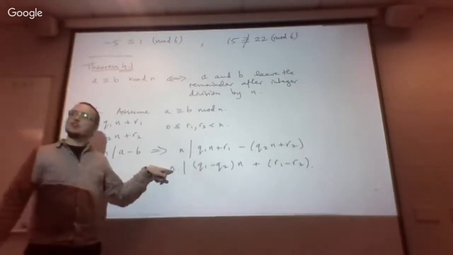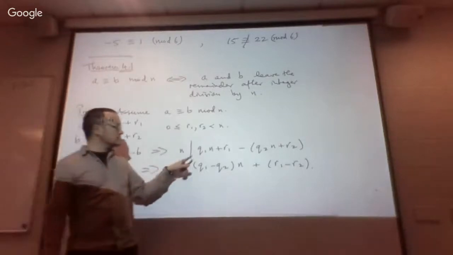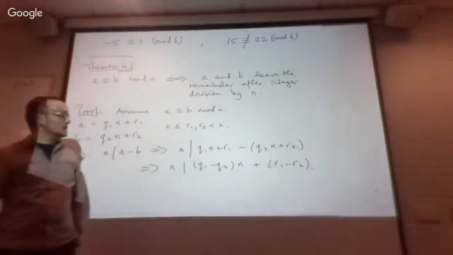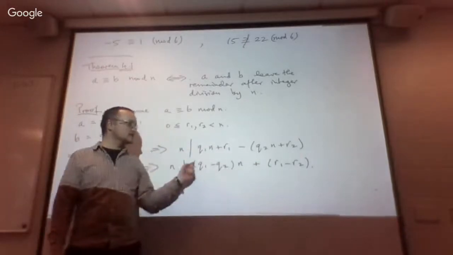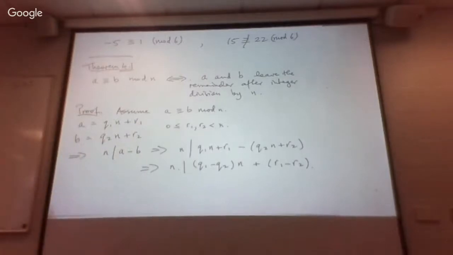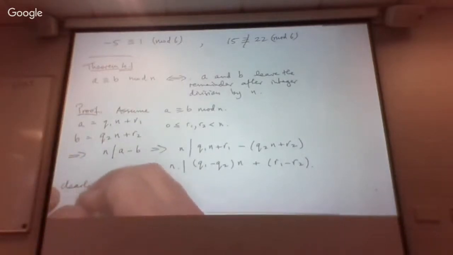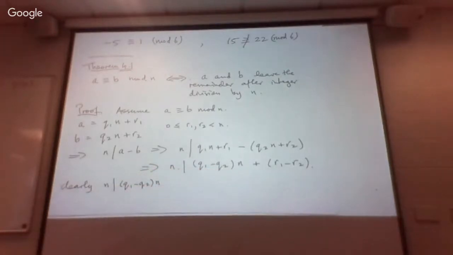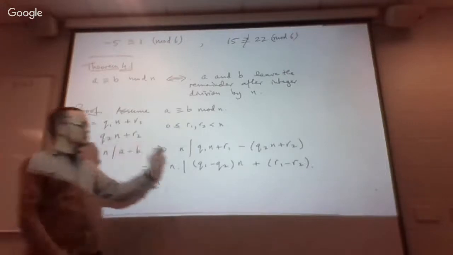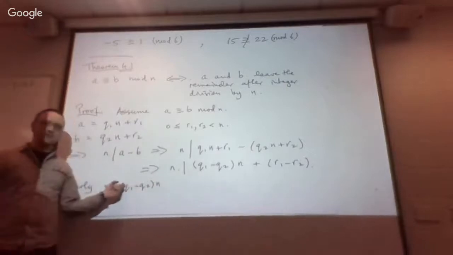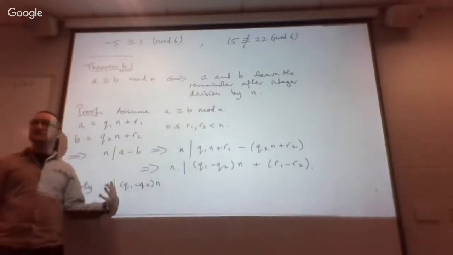So now the statement we're looking at says n divides this multiple of n plus this bit here. But of course, we know that n divides this first term, because it's written as a multiple of n. So clearly, n divides the first part, Q1 minus Q2 n. So therefore, it must divide the difference between these two. We know it divides this whole quantity here. You can see that it divides the first term, so it must divide the difference of them.